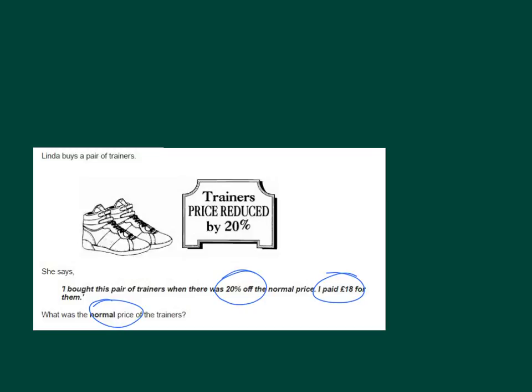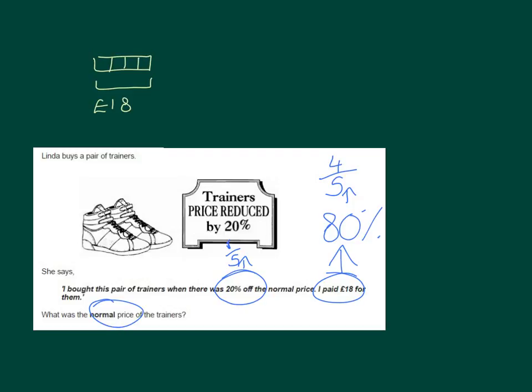Right, so she got 20% off. £18 must be 80%. Well, I know that actually 20% is 1/5, and 80% is 4/5. Okay, so if £18, which is 80%, is 4/5, I wonder if I could draw that out. Perhaps if we say these 4 blocks represent £18, that's 4/5.